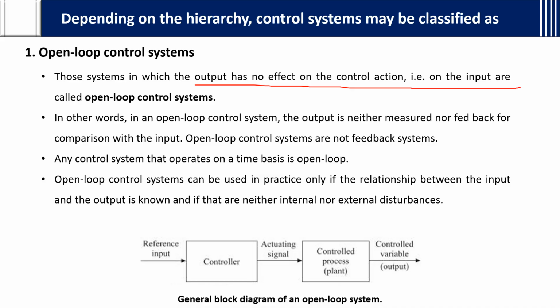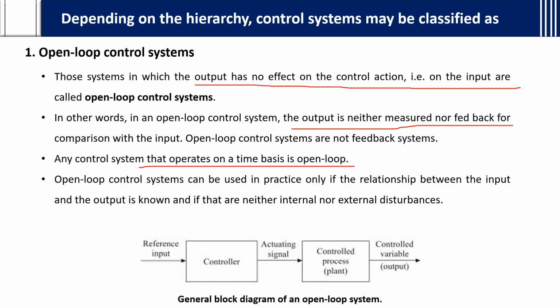In other words, in an open loop control system, the output is neither measured nor fed back for comparison with the input. It is not fed back and not compared with the input, so it is called an open loop control system. In other words, any control system that operates on a time basis is open loop.